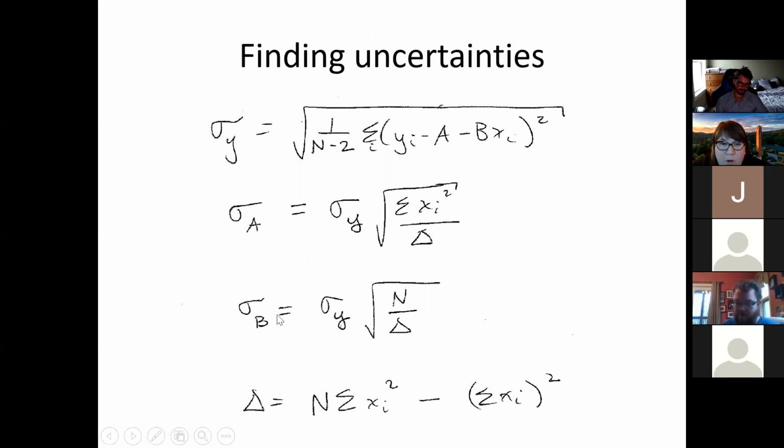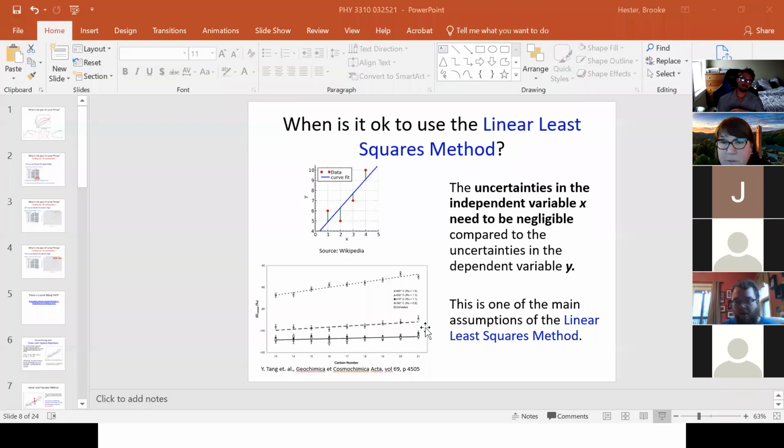Okay, and then for B, the uncertainty for the value B, that slope, is basically equal to that standard deviation for each y value times the square root of n over delta. Okay, so that is how we determine those uncertainties. Any questions?